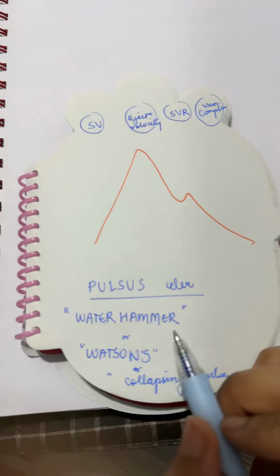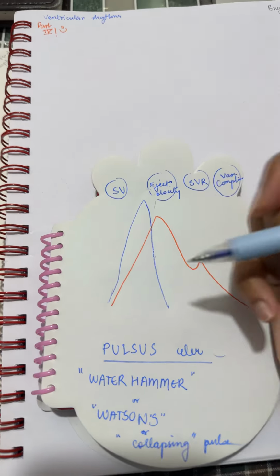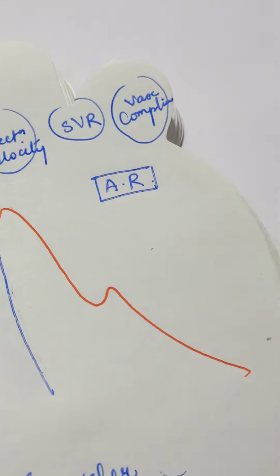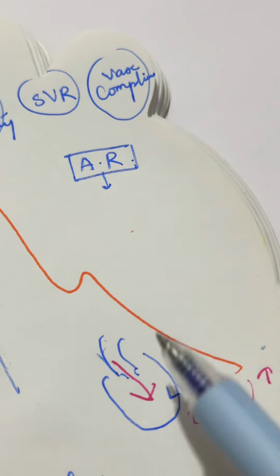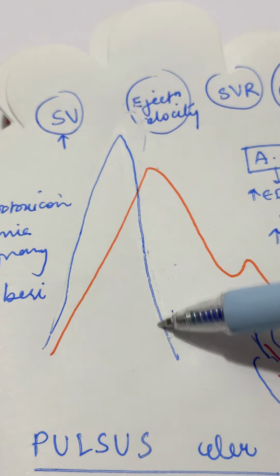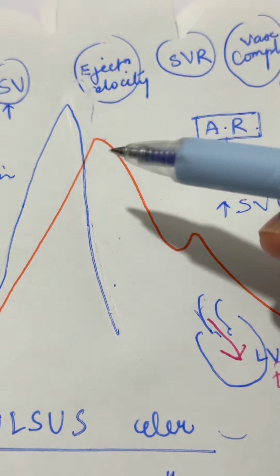My favorite, the water hammer pulse, wherein we have a rapid and large volume upstroke, and also we have a collapsing nature of the downstroke. As you can see, it's hyperdynamic, so you will see it in hyperdynamic conditions like these. And you also see it in aortic regurgitation. See, because of aortic regurgitation, we have increased end diastolic volume in the left ventricle, causing an increase in the stroke volume because the walls have been distended that much. And also during diastole, you're going to have that quick runoff from your peripheral arteries into your left ventricle through that aortic regurgitation. That is why the collapse.